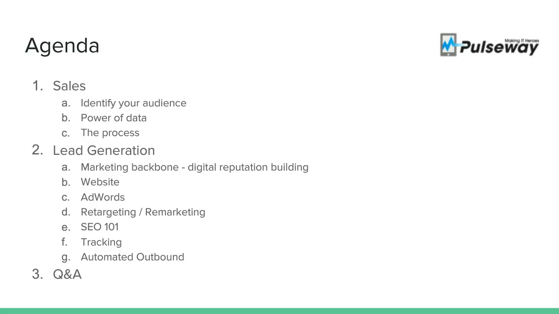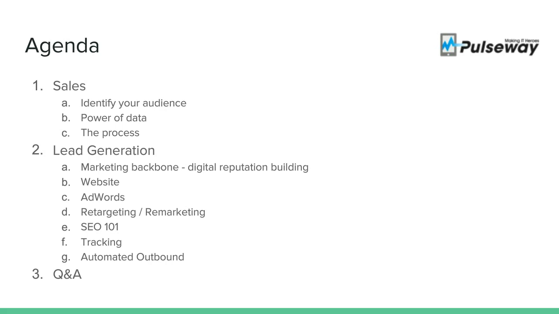Okay, so this is a quick agenda of what we're going to be covering today. So we're going to identify the audience. We're going to use the power of data. And we're going to use the processes, I like to call it. The process is basically measuring, tracking, and analyzing and tweaking constantly to optimize every single sales conversion and each single marketing campaign.